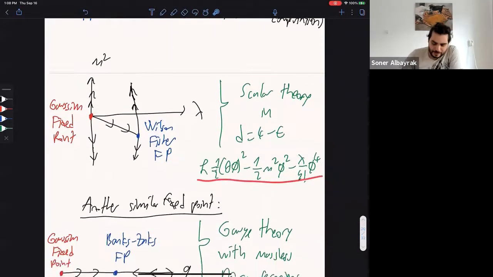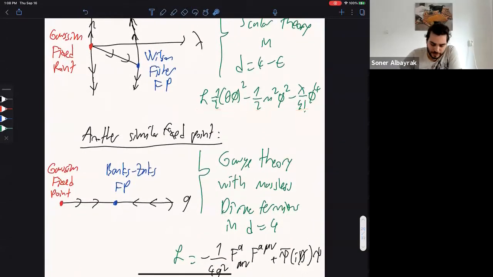Okay. Another similar fixed point is called the Banks-Zaks fixed point. We didn't really talk about this yesterday, but that's important. So I'll be talking about that today. So this is now a little bit less of a review, more of a new content, but anyway.